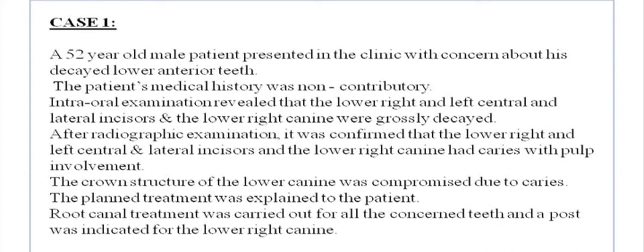Root canal treatment was carried out for all the concerned teeth and a post was indicated for the lower right canine. Post-obturation radiograph of the lower right canine signifies that it is a well-obturated tooth with a hermetic seal and no periapical pathology. This is an ideal situation for a tooth to undergo post and core procedure.